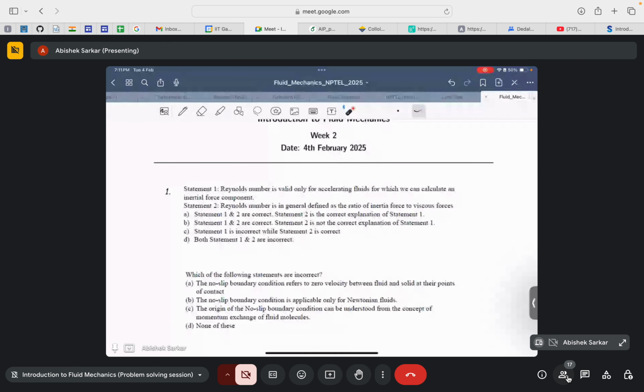Just go through the statements. Option D: both statement 1 and 2 are incorrect. Saurabh says option D, and Divyanshu says D. Statement 2 correct. So, Shenawaz, are you implying that option C is correct?